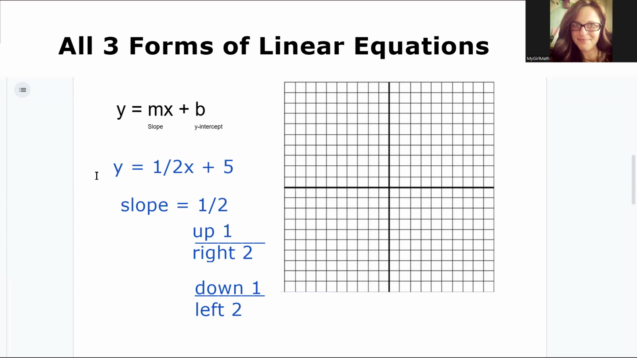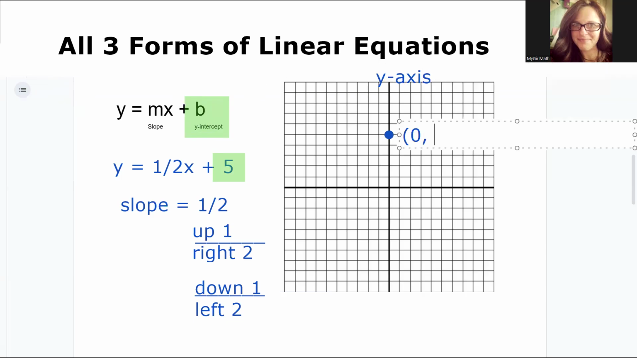And 5 is our y-intercept. Y equals mx plus b. B is the y-intercept. This is our starting value. Let's start with the y-intercept. Up 1, 2, 3, 4, 5. The y-intercept is on the y-axis.